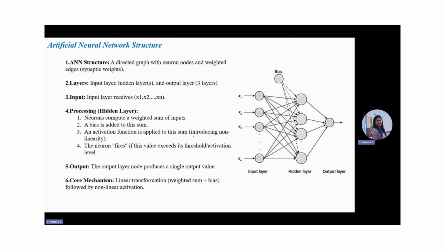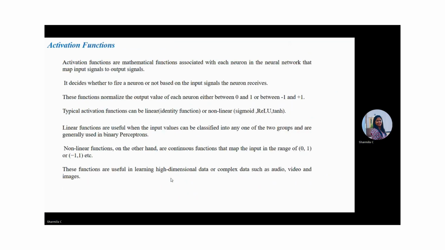The core mechanism finally is what? The linear transformation. The linear transformation is what? The weighted sum plus the bias, followed by the non-linear activation, because we are sending this input to the activation function. The activation function is the one that finally throws the output. So this is the structure of the artificial neural network.